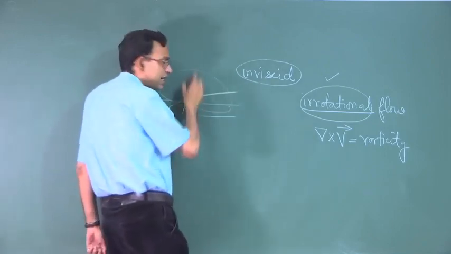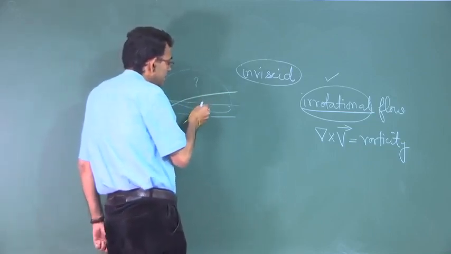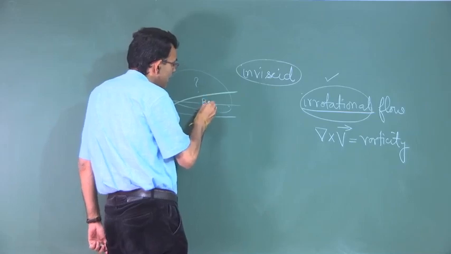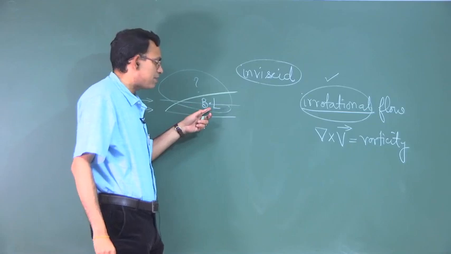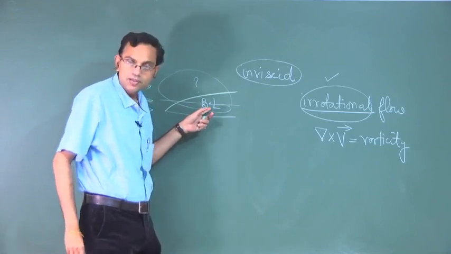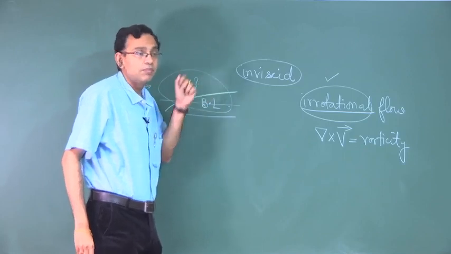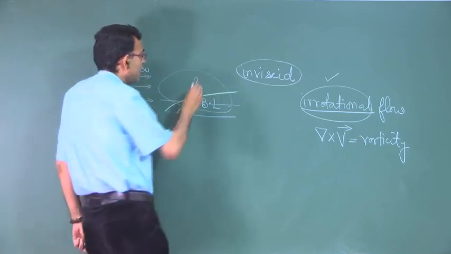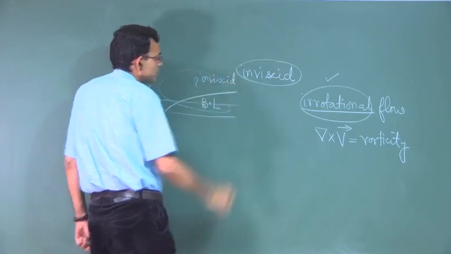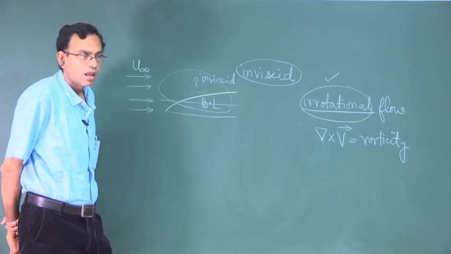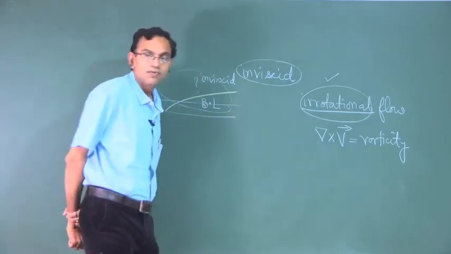But outside this layer, what happens is, this is called the boundary layer. Within this boundary layer the viscous effect is important, outside the boundary layer the viscous effect is not important. That means outside the boundary layer you can treat the flow as inviscid flow.